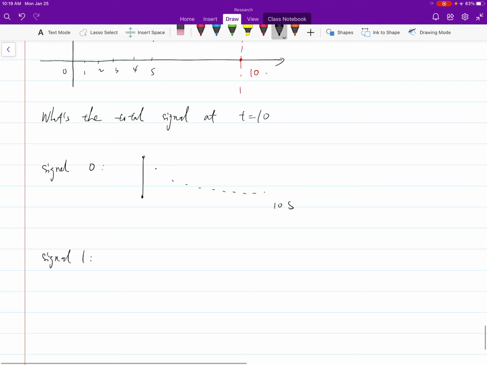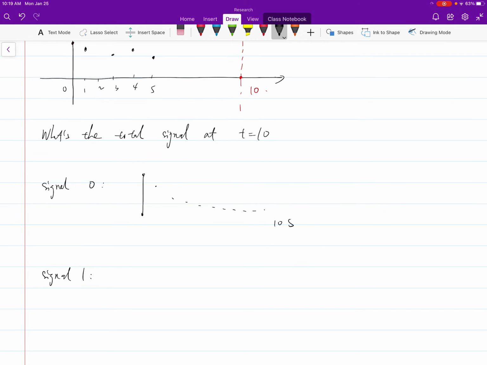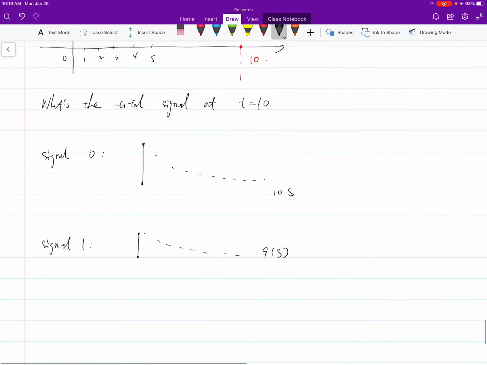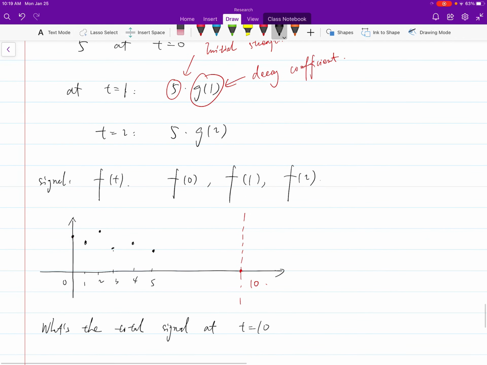Okay, good. What about signal 1? Signal 1 was here, and by the time you receive at 10, the original strength was smaller than the first signal, but this one has decayed for 9 seconds. Okay, signal 2 has been decayed for 8 seconds, signal 3 has been decayed for 7 seconds, and signal 9 has been decayed for 1 second, and the signal 10 is fresh. I just received it, there's no delay.